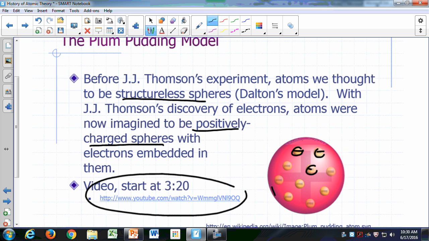Okay, there's a video on YouTube. If you click on that link there, starting at around the 3-minute 20-second mark of the video, you have a description of the plum pudding model.